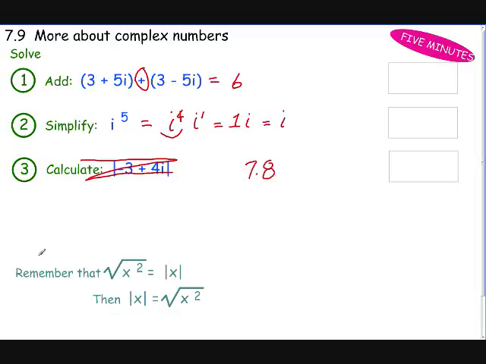Here's something for you to remember down here. You already have this in your notes. The absolute value of x is the same thing as the principal, positive square root of x squared. That's probably going to come up for us today.